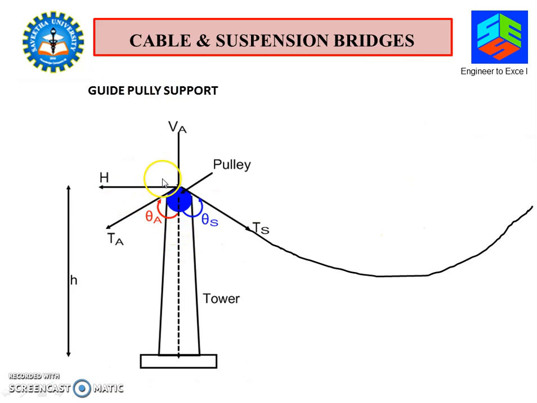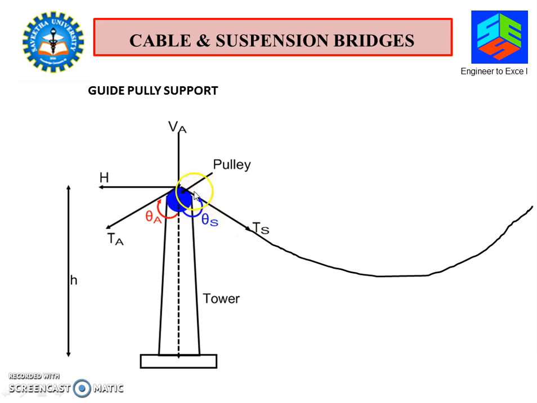Now look at the figure. Let's talk about the tower. The main cable goes over the tower, and another tower is there. Let us take one support. TS is the tension in the main cable, the tension in the anchoring cable is TA, the horizontal thrust is H, and the vertical reaction is VA. Let's say the height of the tower is H. The main cable makes an angle theta S with the tower, and the anchoring cable makes an angle theta A with the tower.